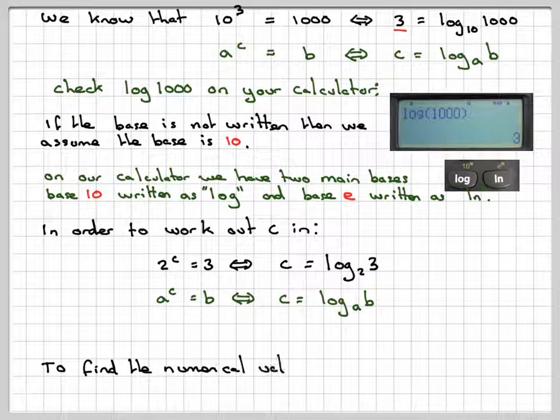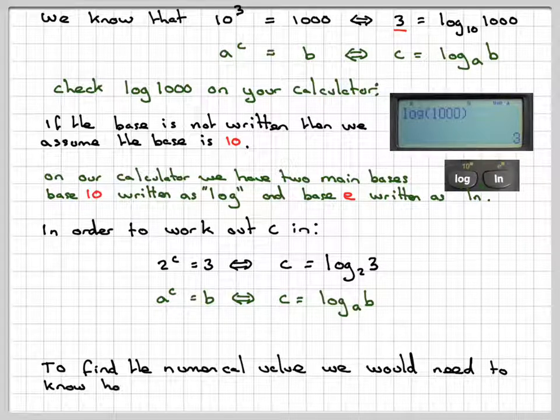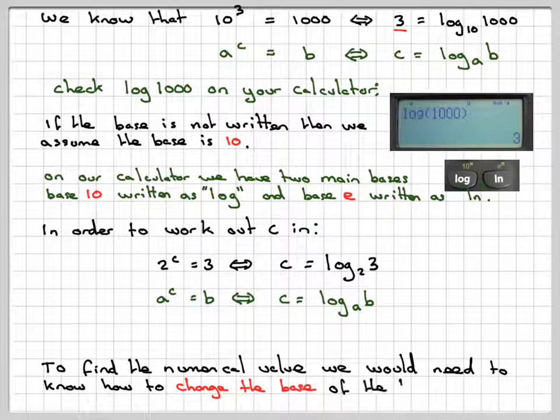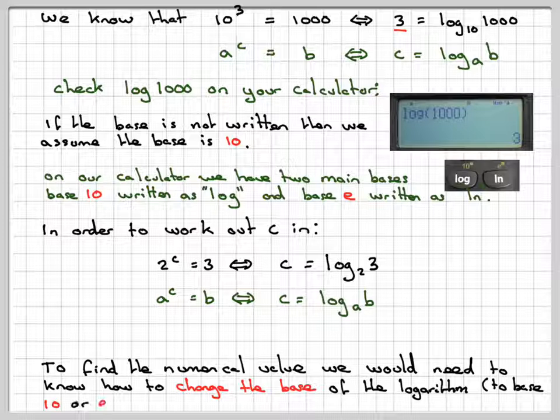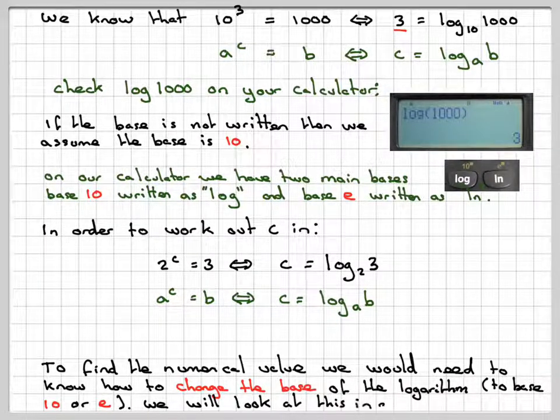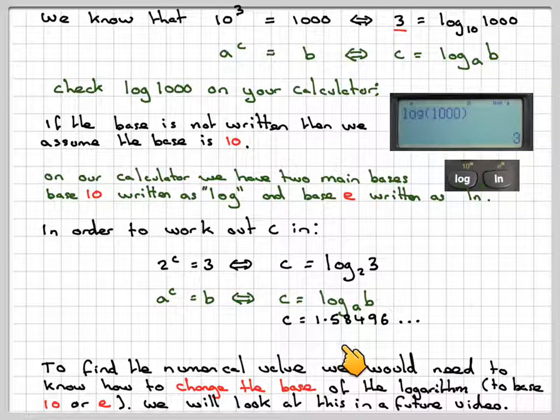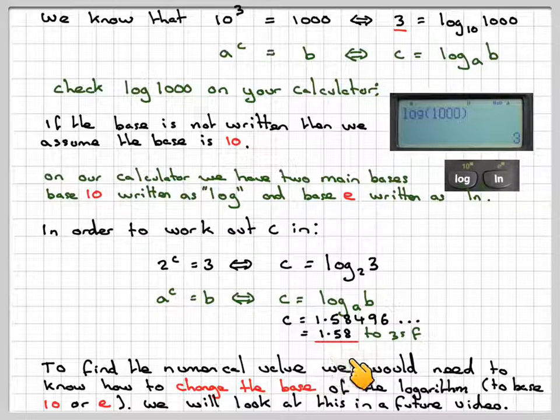So to find the numerical value, we would need to know how to change the base of a logarithm to base 10 or e. We will look at this in a future video. Needless to say, I can give you the answer: c is 1.58496. You can try that for yourself. Take 2 on your calculator, raise it to that number, and see if you get 3. Normally we round off to 3 significant figures, so it would be 1.58 to 3 significant figures.